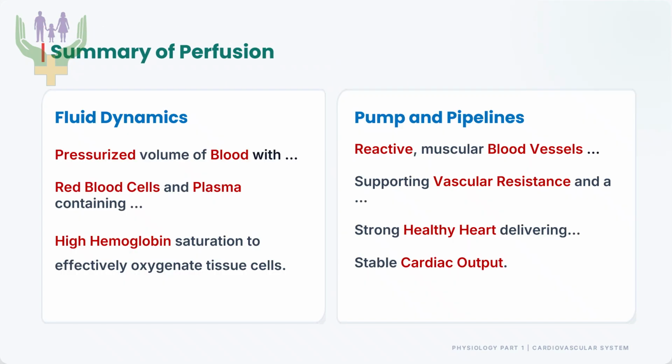To summarize, perfusion needs a combination of fluid dynamics with a functioning pump and pipeline. The fluid dynamics requires an ideal pressurized volume of blood, red blood cells and plasma, containing high hemoglobin saturation to effectively oxygenate tissue cells. Loss of blood volume immediately degrades cellular oxygen delivery. The pump and pipelines rely on reactive muscular blood vessels supporting vascular resistance alongside a strong, healthy heart delivering stable cardiac output. All of these components must communicate effectively, adjusting to the body's demands.